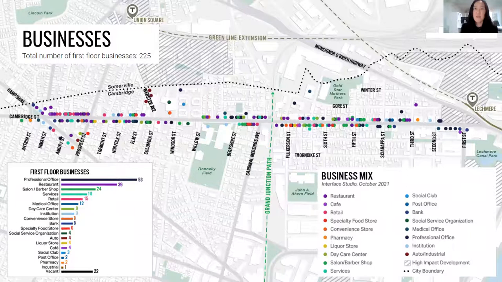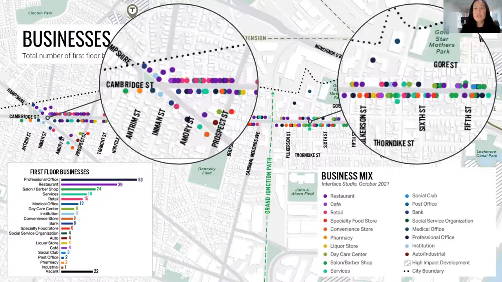All right, so in actuality, office is the number one use that we counted on the street: 53 out of 225 businesses that we counted along the entirety of the street. Restaurants number two, 39, and then salons, services, and retail. Next slide gives you a little bit of a zoom in.